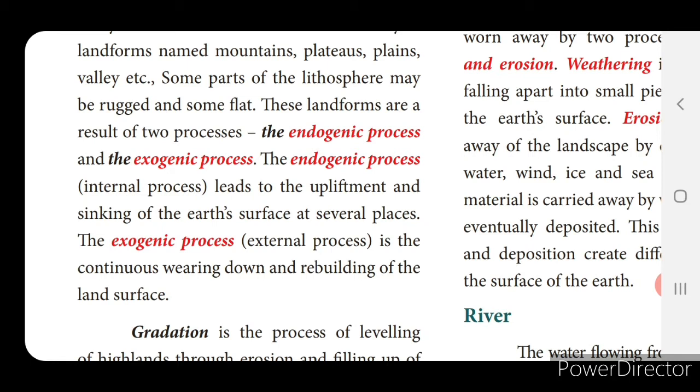After this endogenic process, what will happen? There will be some landforms raised or deep. To compensate for that, the external process will take place. That process we call the exogenic process. The exogenic process is the continuous wearing down and rebuilding of the land surface. So, what the endogenic process does on the surface of the earth will be compensated by the exogenic process.